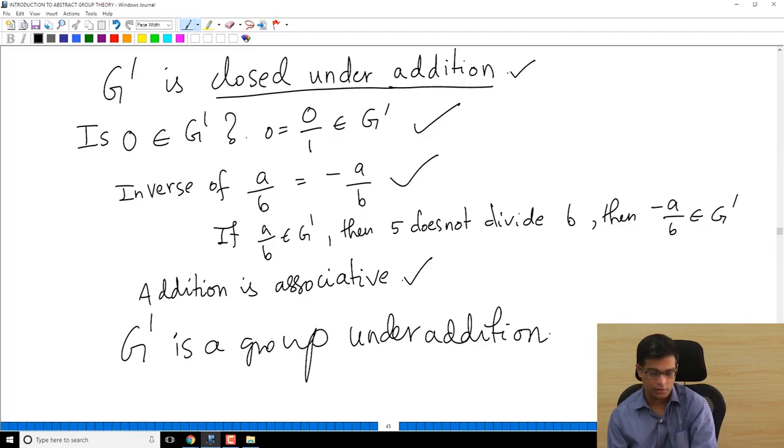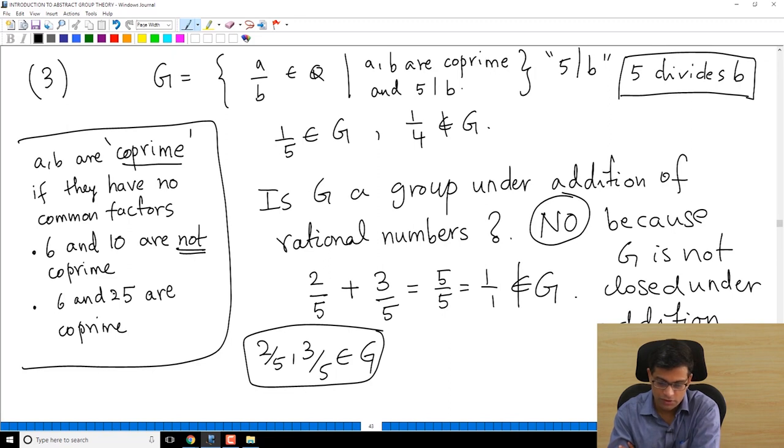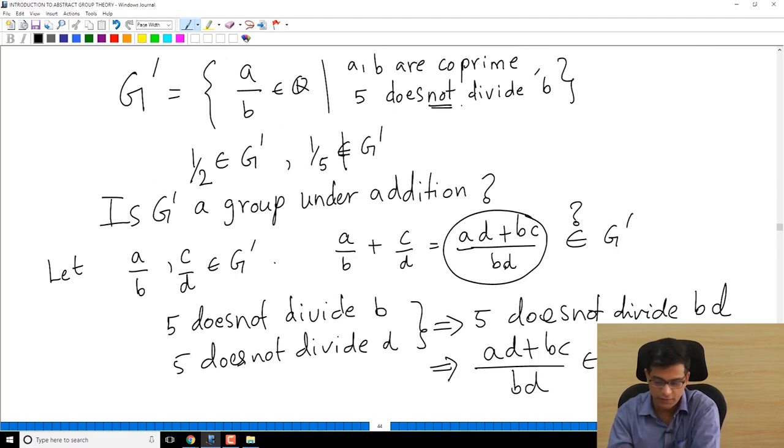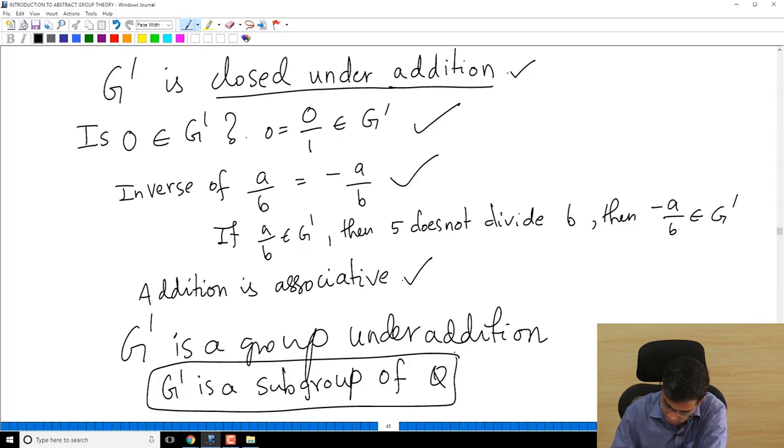So, again, this example is very nice to keep in mind, because earlier we looked at G, which is all rational numbers where 5 divides the denominator, and it is not a group. Whereas, if you modify the definition slightly and say 5 does not divide B, it becomes a group. Okay? So, this is an important group. It is an example of what we will later call a subgroup of a group. We will come back to this later, but I will write it here just so that you keep in mind, I will refer to this later. G prime is a subgroup of Q. Okay, as of now, it may not mean anything to you, but we will come back to this.